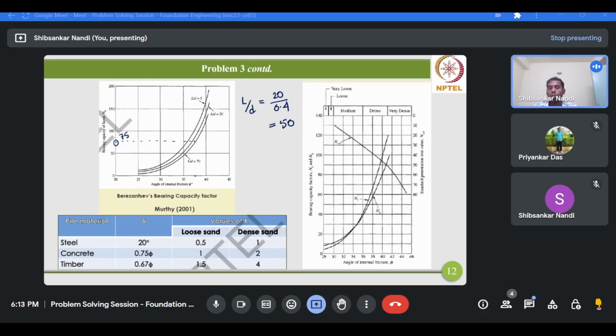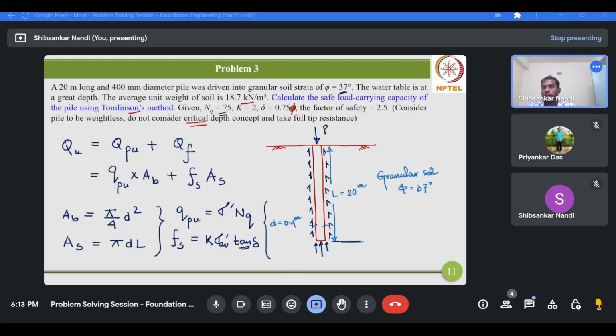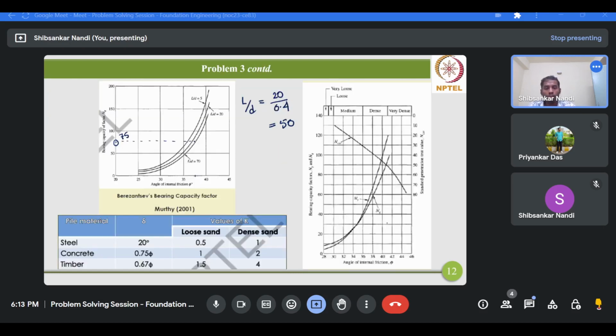So first you have to know what is the type of sand, whether it is loose sand or dense sand, and what is the type of pile material, whether it's steel, concrete or timber. So depending on these two conditions, you can easily get the values of K and delta. So for this problem, you can take this pile material as concrete and the granular soil with phi equals to 37 degrees. So it will be dense sand.